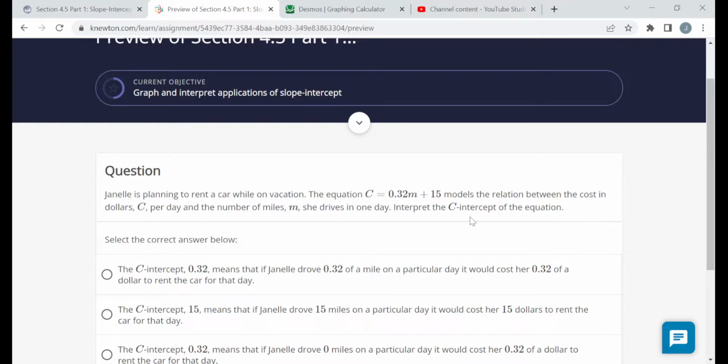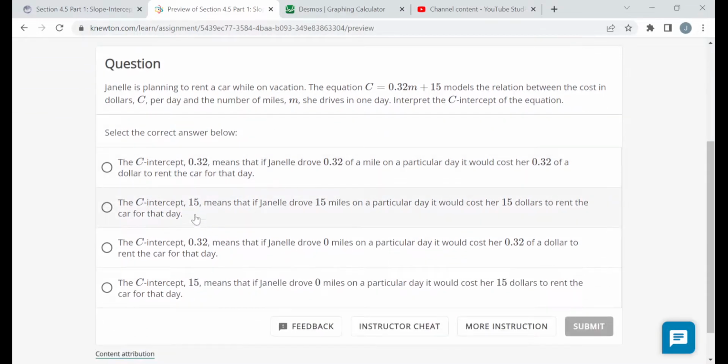What does it mean? So basically, if she didn't drive at all, right, if m were 0, no miles at all, c is 15, that's the c-intercept. If she didn't drive any miles at all, it would still cost her $15 to rent the car for the day. Right. So c-intercept is 15, and it means if Janelle drove 0 miles, it would still cost her $15 to rent the car. That's the correct interpretation of the c-intercept there.